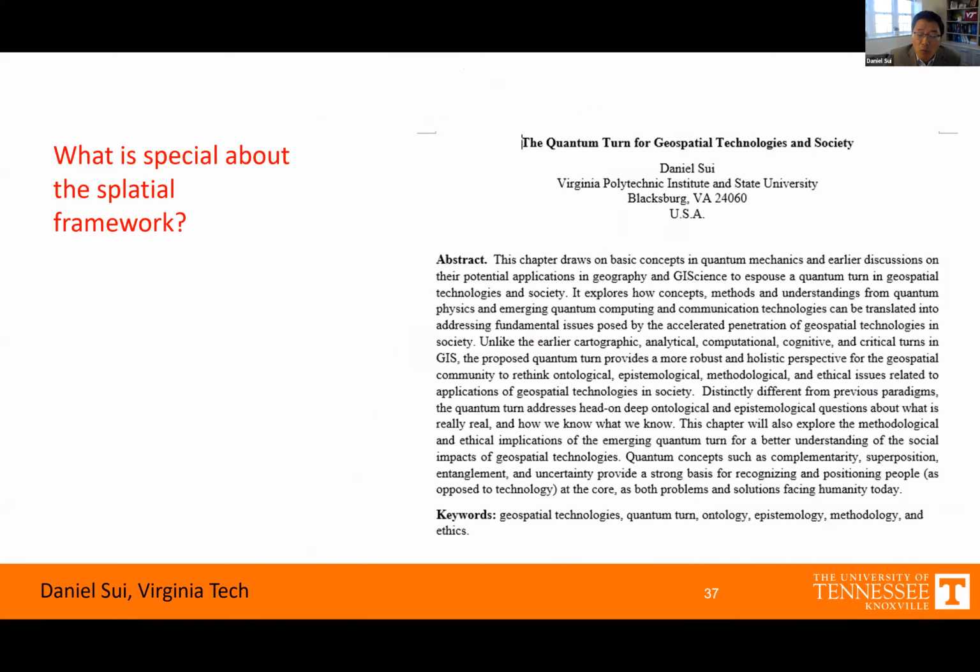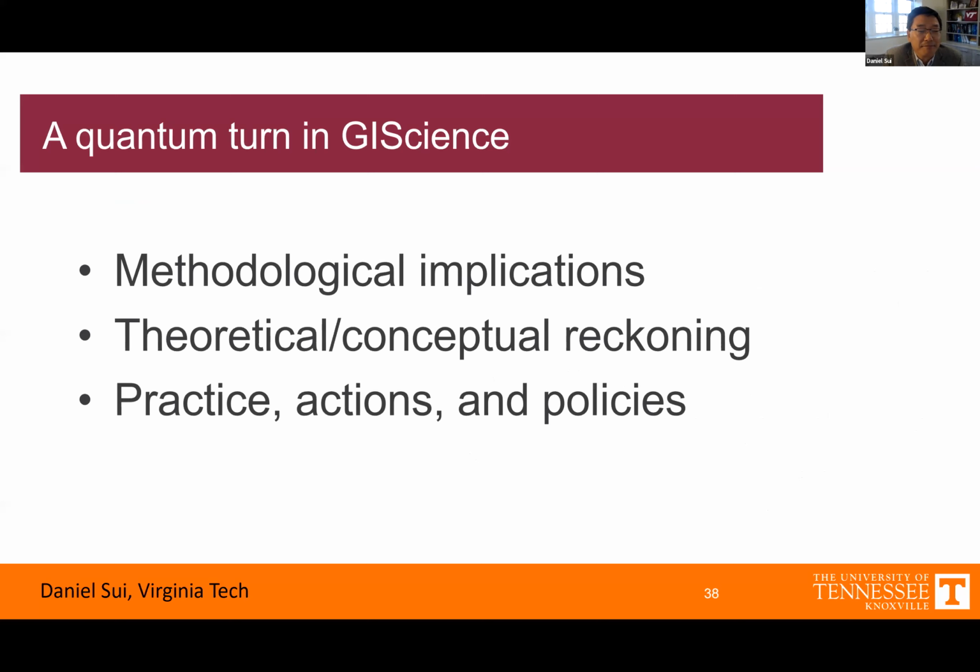So in a nutshell, in case you missed the big picture, I want to emphasize that the spatial framework actually coincides with the quantum turn that I recently wrote about for GIS, both as a technology and as GI science. Conceptually speaking, the spatial framework, by integrating space and place, is consistent with the quantum turn that I'm calling for in GIS science.